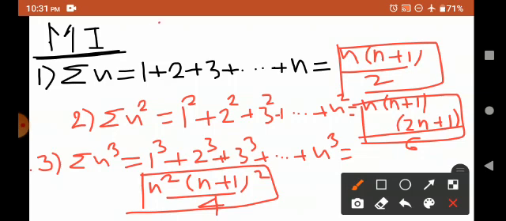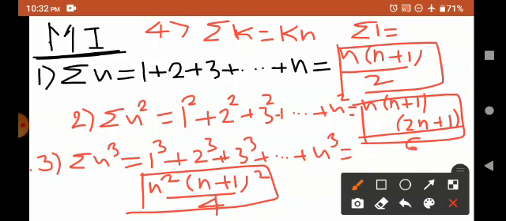And also we have seen that there is one general formula: summation of 1 is equal to 1 times n, and summation of 2 is equal to 2n. Likewise, the summation of k, where k is any constant or any real number, will be given by the formula kn.